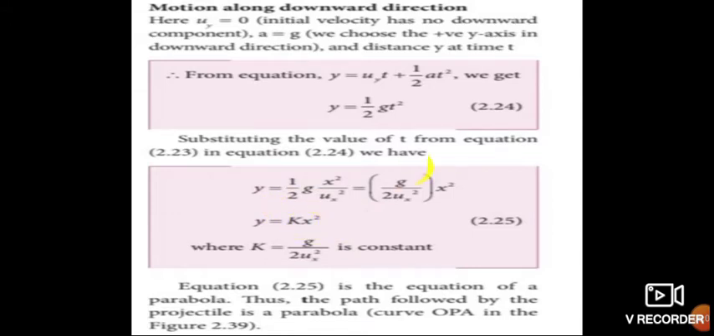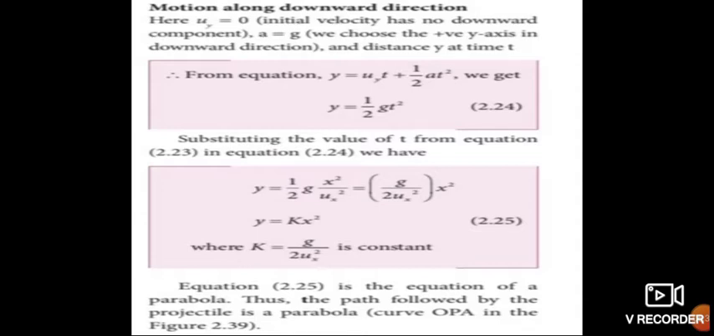Constant values means here g is acceleration due to gravity, 2 is a constant, and u is the initial velocity, which is also constant. So we can write y is equal to k into x². Here what is the value of k? k is equal to g divided by 2u_x², which is constant. Equation 2.25 is the equation of a parabola. Thus the path followed by the projectile is a parabola.